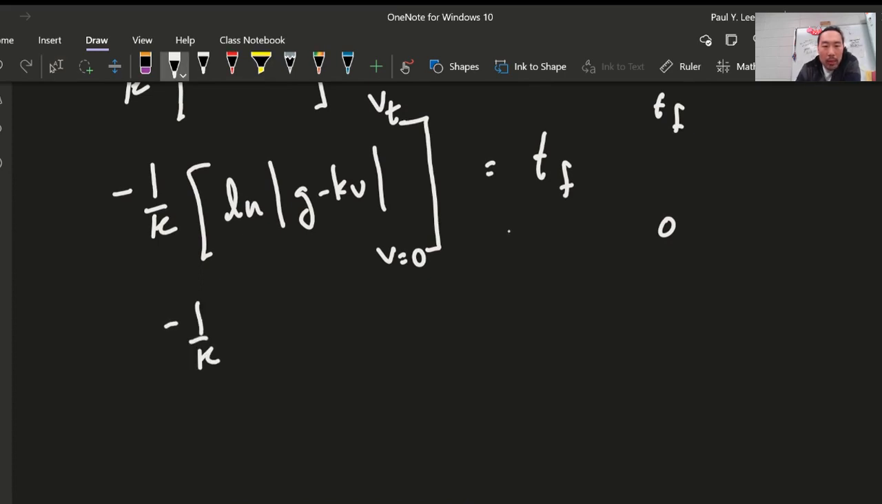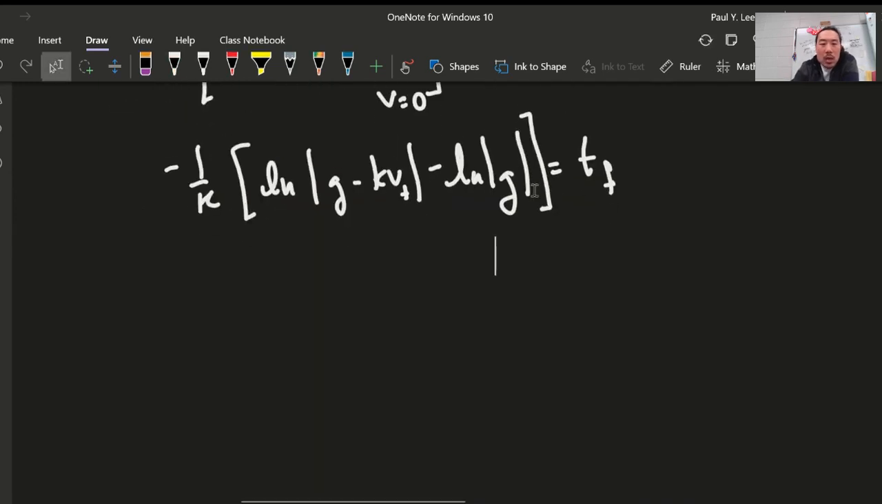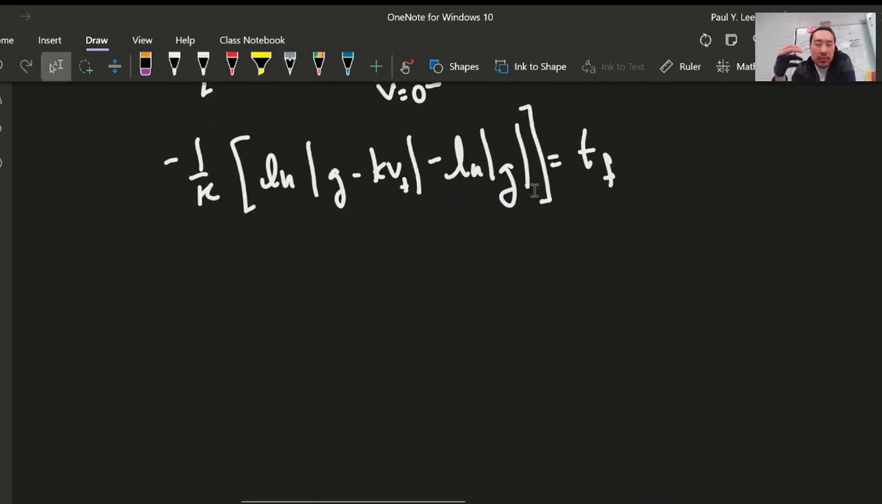Okay, and so with those bounds created, now we can finish the whole integral process, and what we get is -1 over k times the natural log of g minus k vt, absolute value, minus the natural log of g, absolute value, is equal to tf. I'm going to close that bracket right there. Okay, so we're almost there. Remember, the end goal of this is to find a velocity function, and that velocity function is hidden right there, that v final, right? So we want to know what that v is.